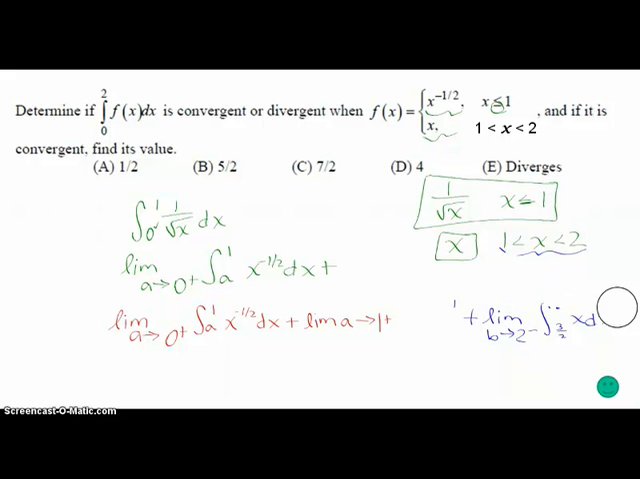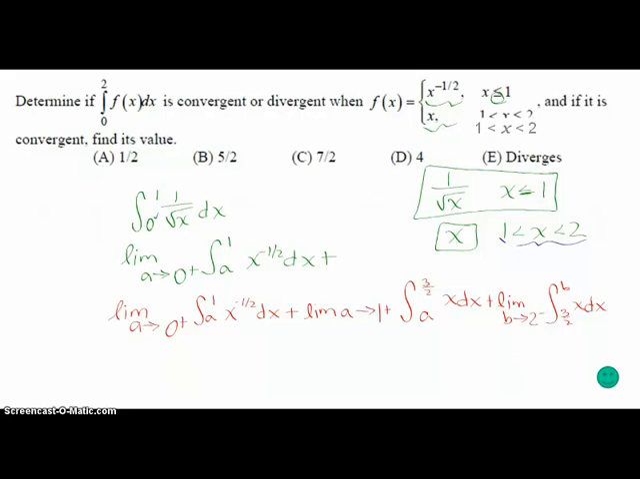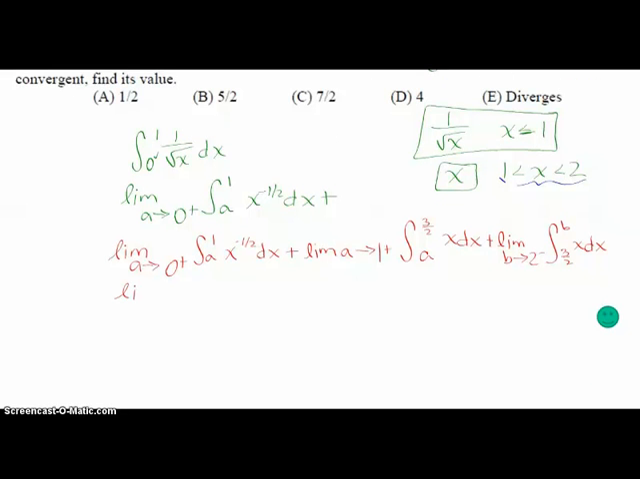Give myself some room here. From a up to 3/2 of x dx, plus the limit as b approaches 2 from the left, from 3/2 to b, of x dx. And so that's not really obvious. This is kind of a little bit of a curveball here. So let's find our antiderivative functions. And here the antiderivative using the power rule is 2x to the 1/2 that we're going to evaluate from a up to 1.